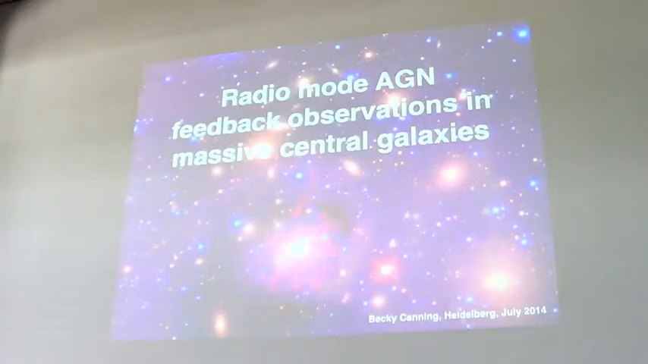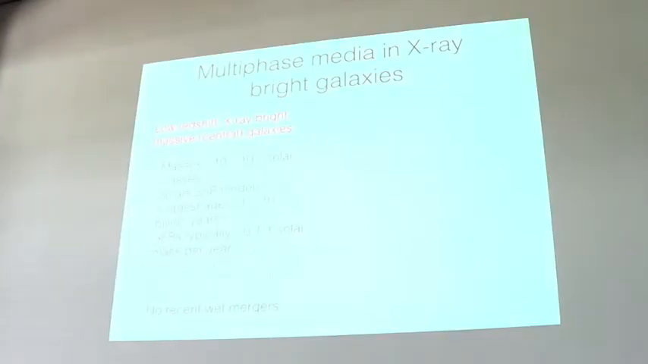Cool. So Christoph told us about the need for AGN feedback and how this energy could be imparted, one mechanism by which the AGN could be imparting this energy to the hot gas. I'm going to focus on observations, and in particular on the cool and cold gas that we see in these galaxies, and what that might have to do with radio-mode feedback.